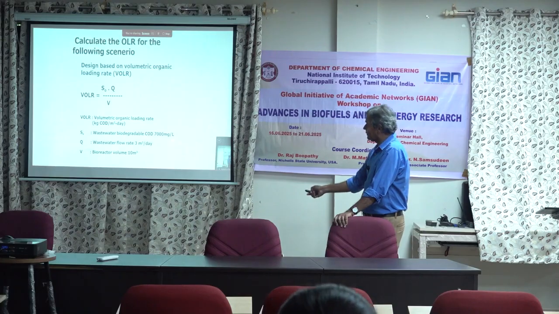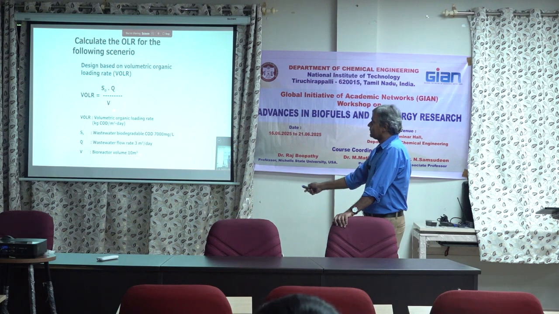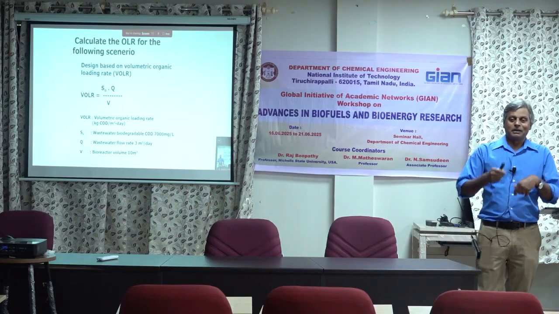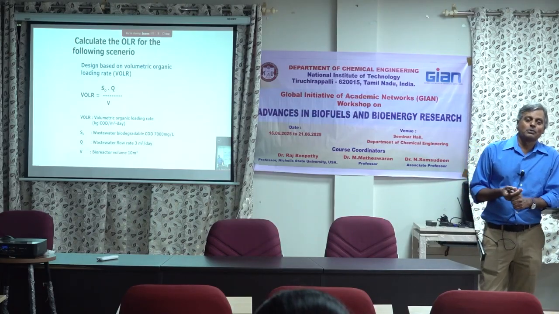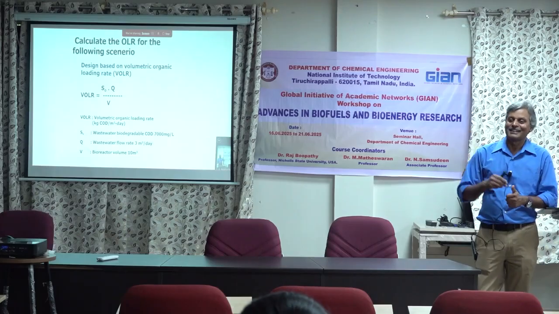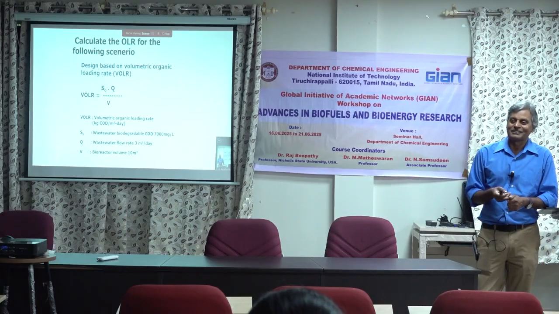These are the parameters I'm giving to you: the concentration of your COD in your waste, how much flow rate goes into the system, and the volume of the bioreactor, which are these parameters right there. Simple thing, take your phone and plug this in, and it can give you your volumetric organic loading rate. I'll give you 5 minutes to do that. Right? You guys are with me? If you're lost, raise your hand, I can answer. Okay?